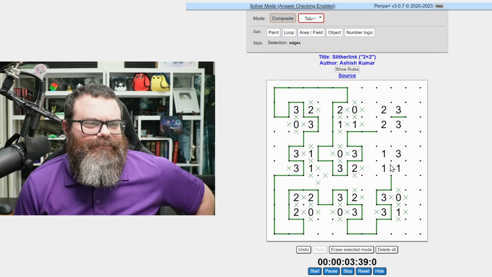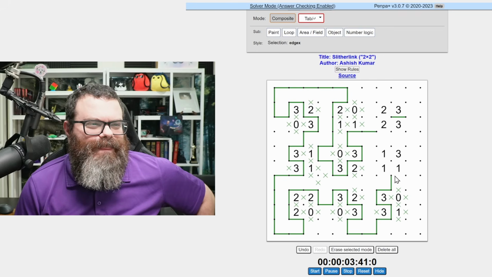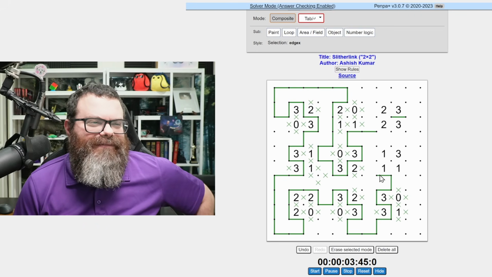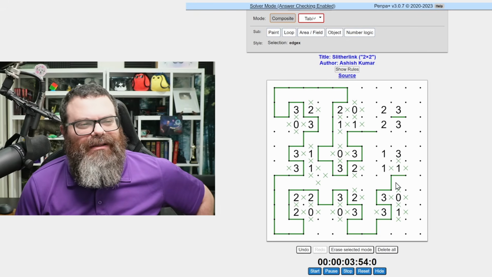What should we do from here? If I went left here, I have no choice but to connect here, and then our loop is done, but we have this still to get. So it doesn't go left. It goes right, and that finishes this one.